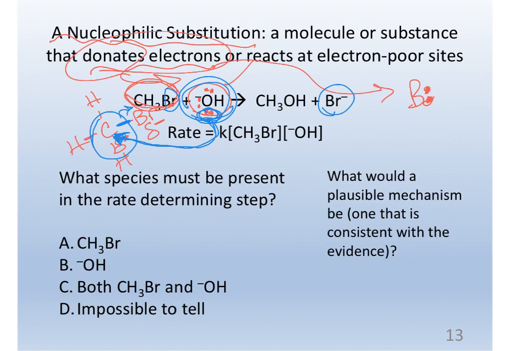And so anyway, I won't go into that mechanism much more, but that could be a bonus type question on your next test. And if you're going on to organic, you're going to see a bunch of that. All right, so which species must be present in the rate determining step?